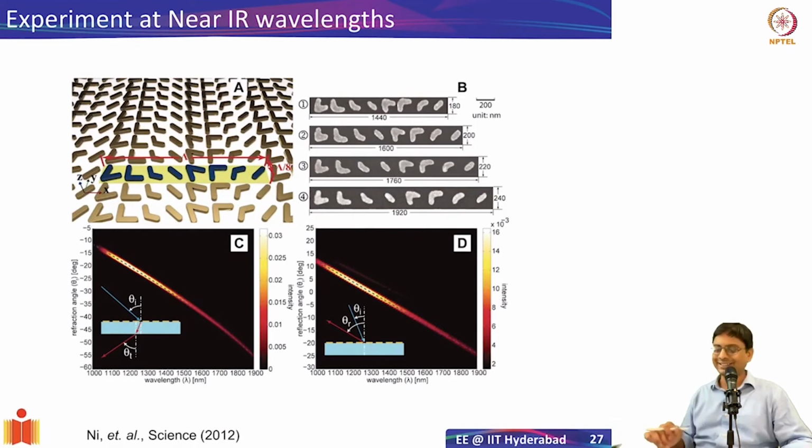And then again, exactly the same thing. There is not much difference, but the only thing is this is working at near IR wavelength. The same V antennas work. And then you see there is a perfect refraction, and in the bottom, these are the fabricated sample, and in the bottom you have the measured angle of refraction versus wavelength.